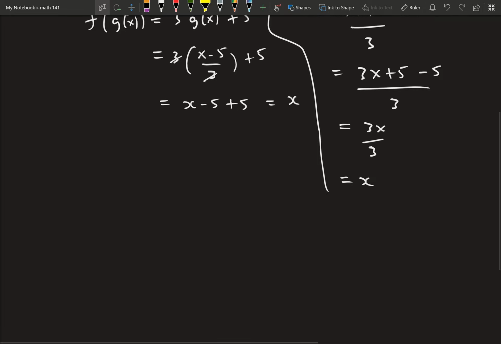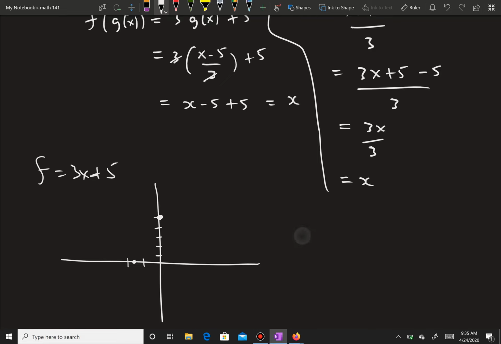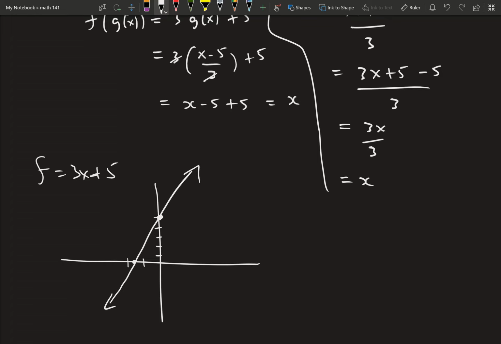What we want to do then is to graph both functions and see that they are reflections of each other across the line y equals x. So for 3x plus 5, at 0 we have the point 5. So 1, 2, 3, 4, and 5. And if x is negative 5/3, so negative 1, negative 2, negative 5/3 is somewhere here, then we have the following line.